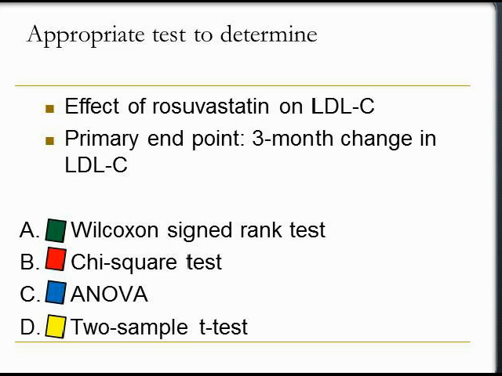I heard paired t-test. Okay, so if you had to fill in the blank, we want to know the effect of rosuvastatin only from baseline to 3 months. Those are paired samples, right? Is there a paired non-parametric test here? A is a paired non-parametric test. I'm not meant to be tricky. I'm just trying to get the concept across that this is a paired non-parametric test. If we wanted to use a paired parametric test, it would be a paired t-test.